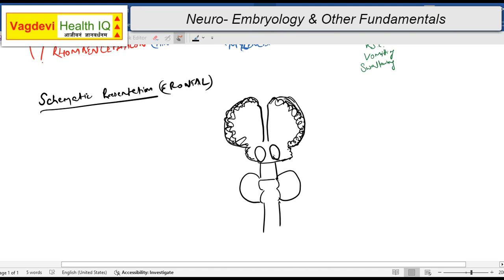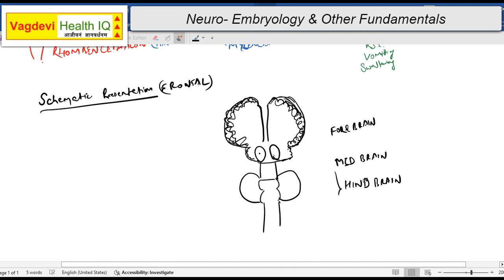So this is what is called the forebrain, the prosencephalon. Now there was a part called the midbrain, that is the mesencephalon. We will write it as midbrain only right now. And this much part is called the hindbrain, the rhombencephalon, right?